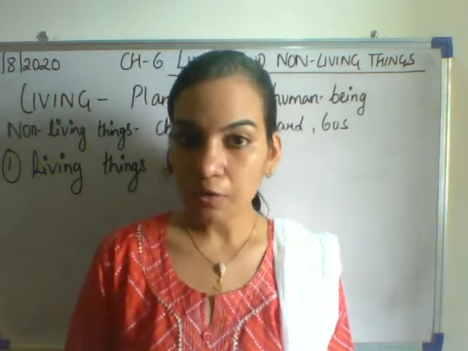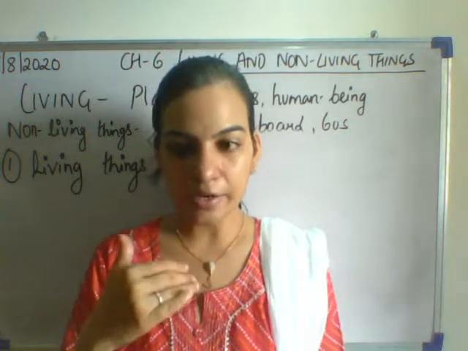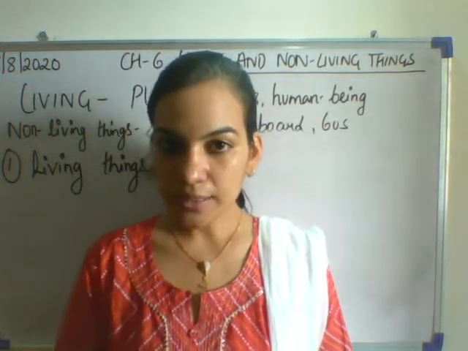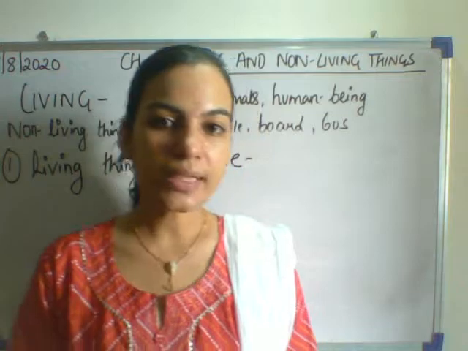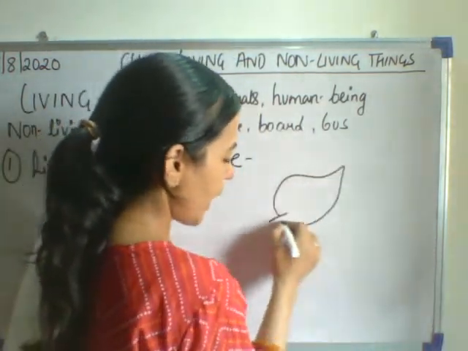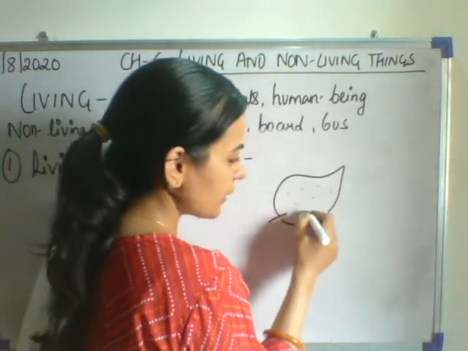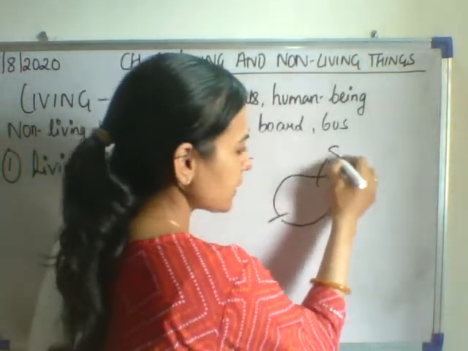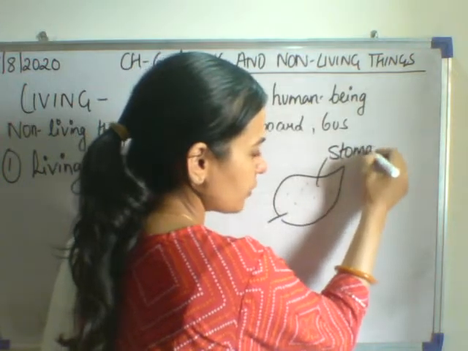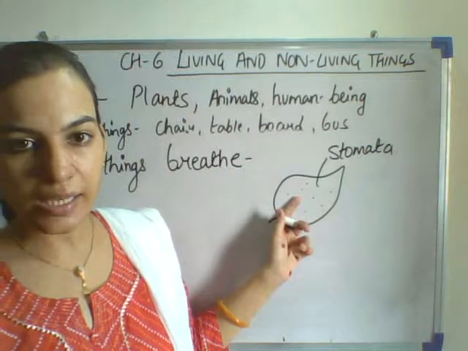So we breathe through our nose. Through the nose we breathe in air. So plants also breathe. If you observe the leaf of the plant, in the leaf the small holes are there. These holes are called the stomata. Through this stomata, the leaves take in the air.